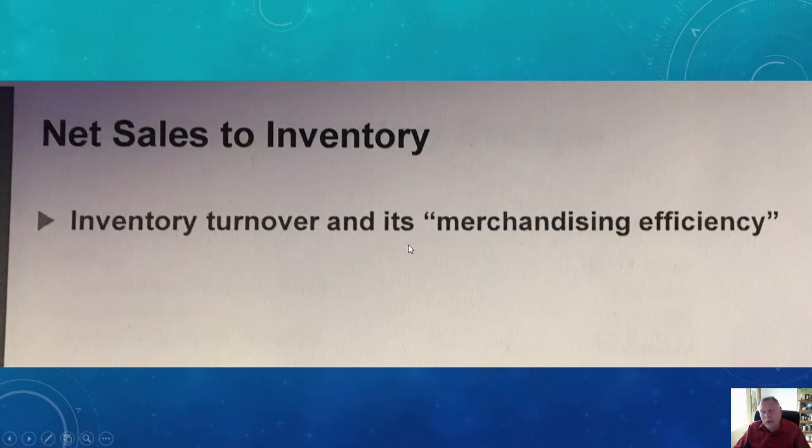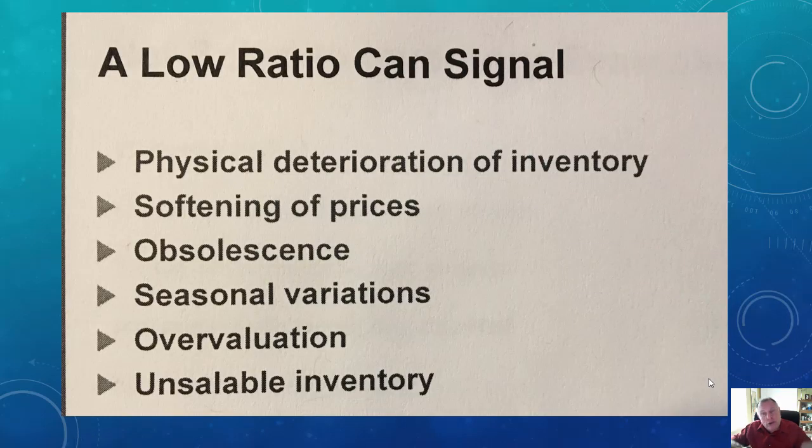Net sales to inventory, it's really telling us how efficient the merchandising is. A low ratio can be meaningful here because it means you're not turning as much inventory. So if inventory is sitting, we may have physical deterioration of inventory, obsolescence of inventory. You could have prices changing in the market. There could be seasonal variations. You could have overvaluation, unsaleable inventory. So this becomes important because the more you have in inventory relative to conversion cycle time, relative to working capital, we have these risks.